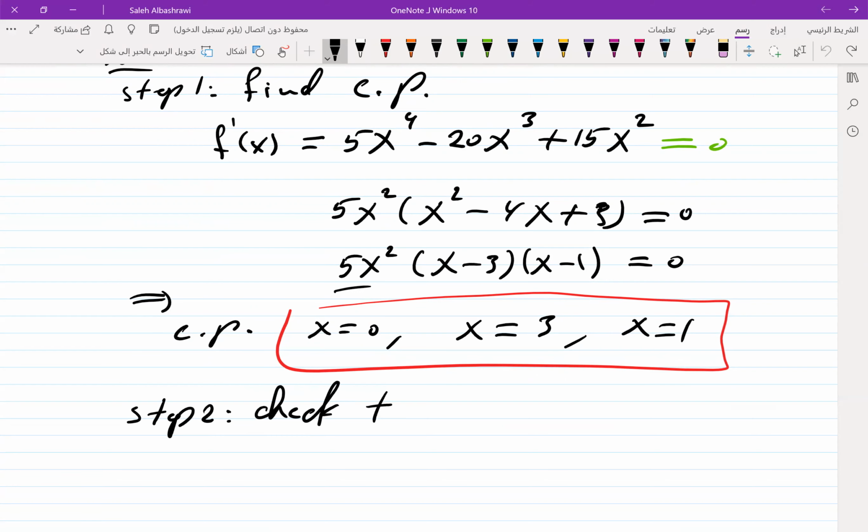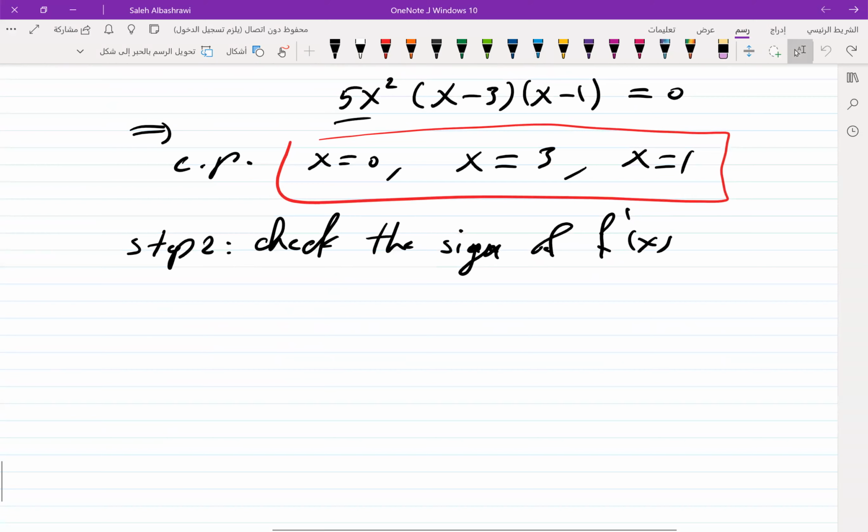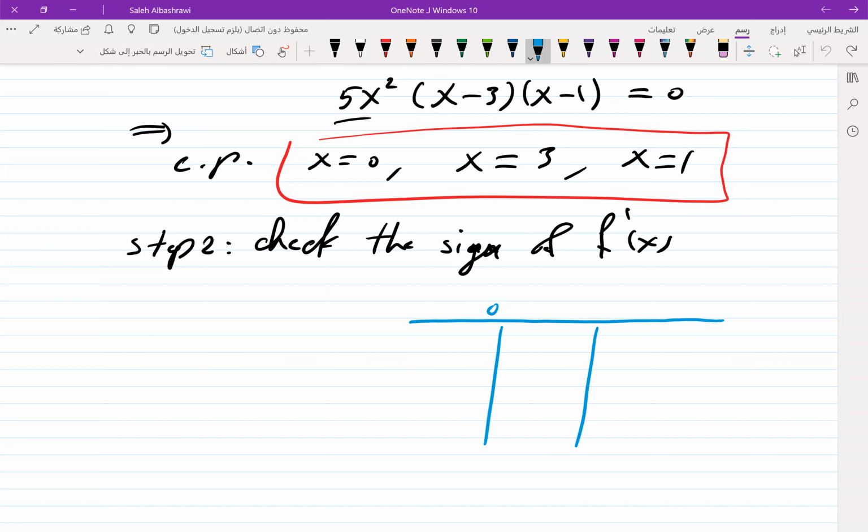Let's check the sign of the derivative before and after each one of the critical points. I have 3 critical points for this function: 0, 1, and 3.